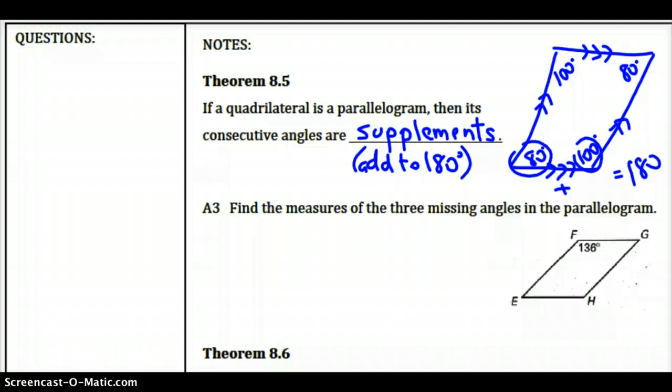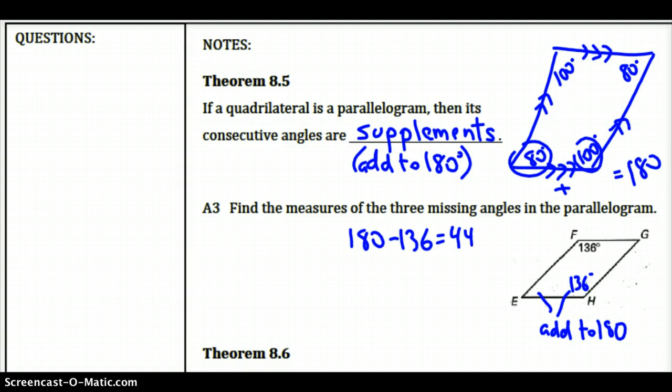So with this example, if it's a parallelogram, I know that this is 136. And I know that these two have to add to 180. So I can say 180 minus 136 equals 44, which means this is 44 degrees, and this is 44 degrees. And again, part of that is a combination of Theorem 8.5 and Theorem 8.4.